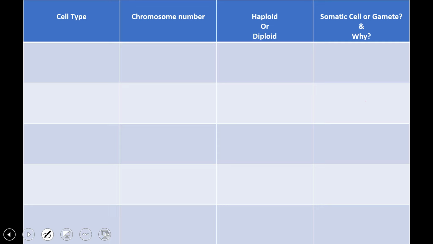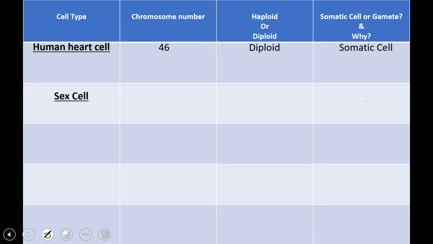Let's go over a little bit of practice, and we're actually going to go over this in class tomorrow as well, but here's a heads up. So I'm going to give you a cell type, human heart cell. Now, how many chromosomes would that have? Well, that's a body cell. That's a cell that makes your body. So that would be 46 chromosomes. Would that be an example of a haploid or diploid cell? That would be an example of a diploid. Would that be a somatic cell or a gamete? That would be an example of a somatic cell.